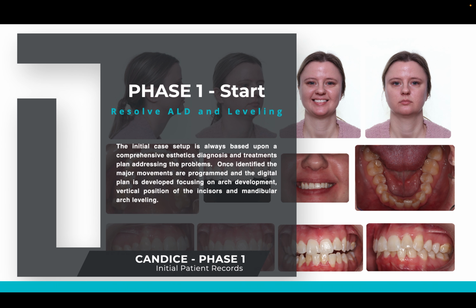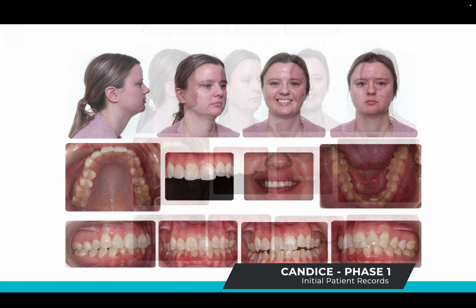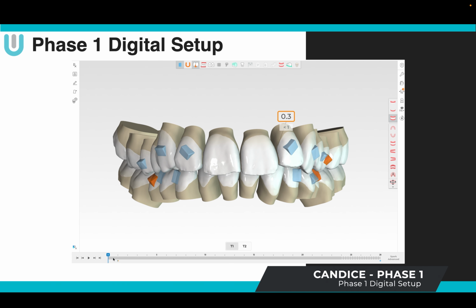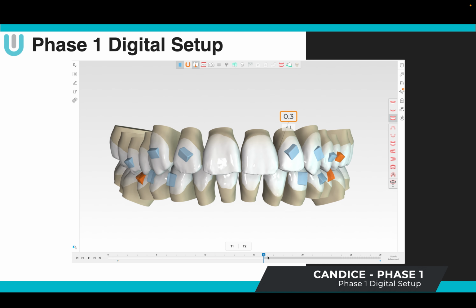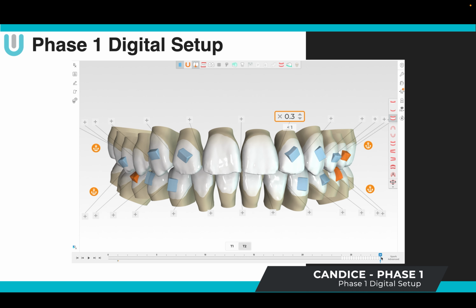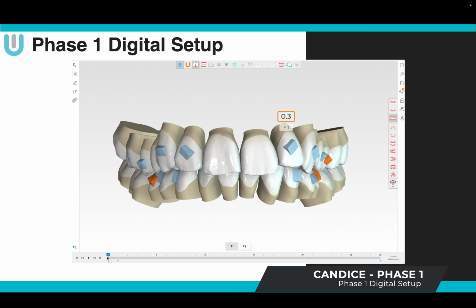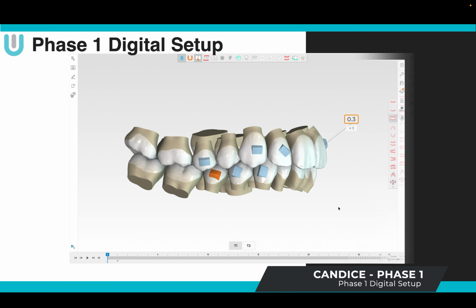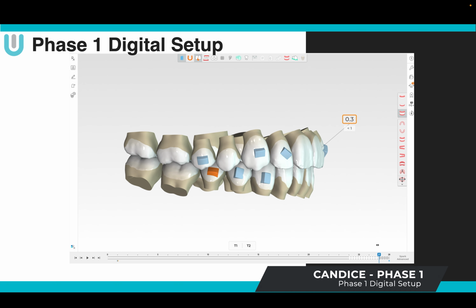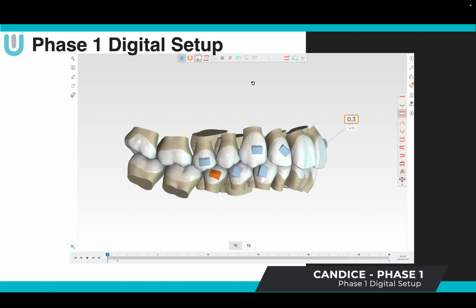So if we look at her first phase, what did we want to accomplish? And this is where the goal comes in. So if we look at this setup, we have transverse first, right? As we're expanding the posterior, we're uprighting the lowers, we're intruding lower incisors, and we're maintaining the torque or the facial inclination of the posterior teeth. If we look at this from the side, you can see that we want to maintain good buccal occlusion. The attachment design, which we go over in the course, is very simple. We use a lot of beveled attachments.